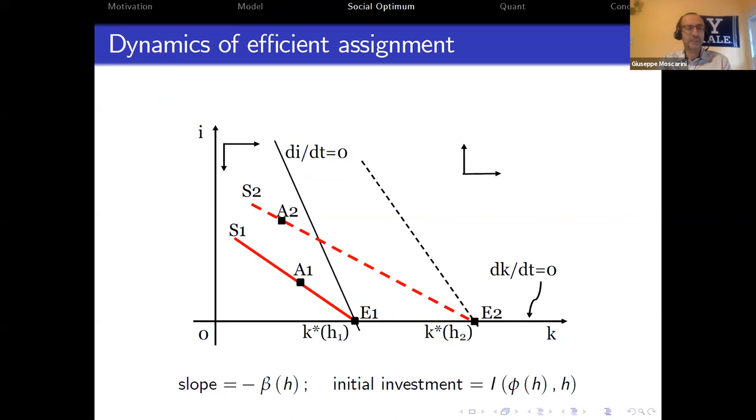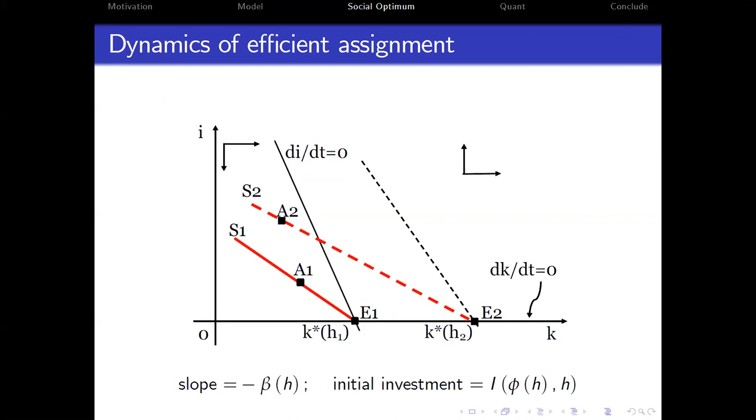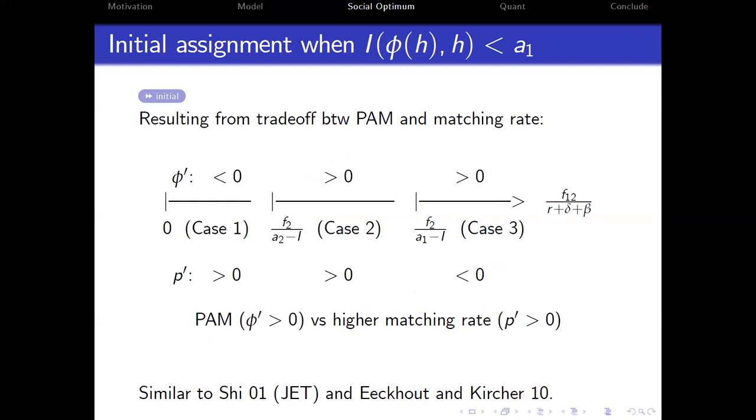Okay, so this is the one scenario. I have to say when that could happen. This capital I is the policy function for optimal investment, which depends on the capital stock and the worker's skill. When the capital stock is the initial one, this would be the initial investment, the amount of investment right after the match is formed.